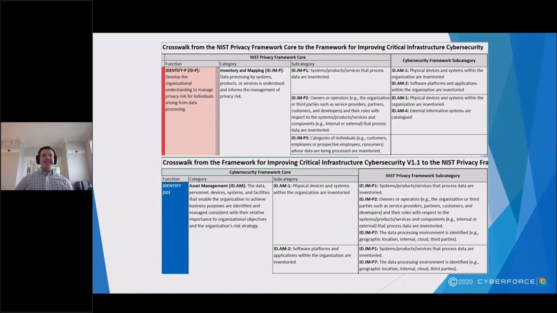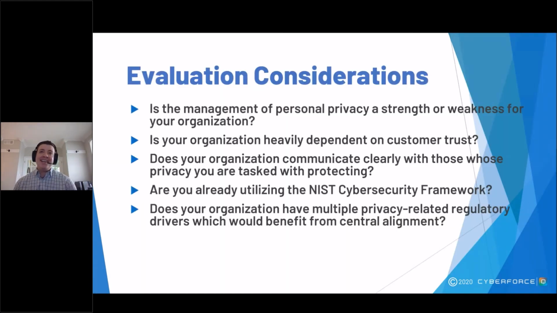Now that you know what the NIST Privacy Framework is and how it can be used alongside the CSF, you may be looking to determine if this is something that you or your organization would benefit from using. After all, it takes time and energy to use these frameworks, so it's important to make sure that they're providing real value. I can't answer this key question for you, but I can give you some points to consider.